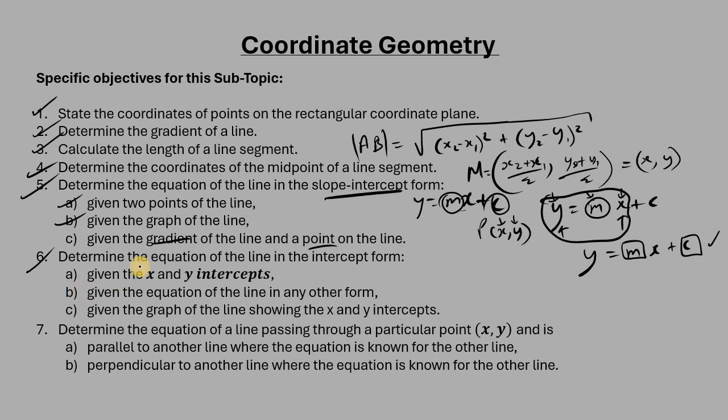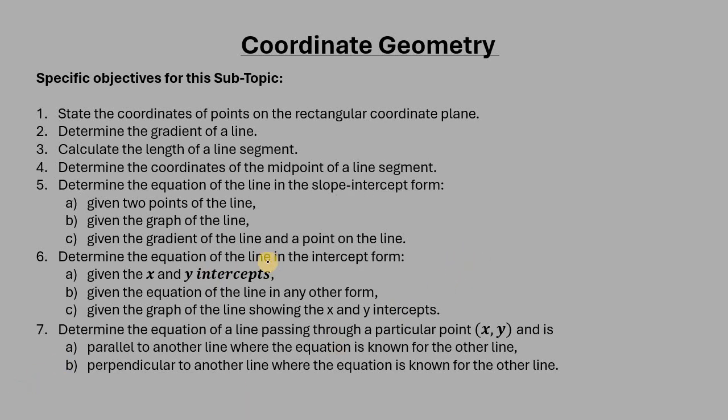And then we're going to determine the equation of the line in the intercept form. What is the intercept form? The intercept form is x over a plus y over c equals 1, where a is the x-intercept. Notice it's underneath the x. And this is the y-intercept underneath the y. So this is where the graph cuts both the x and y axis, right?